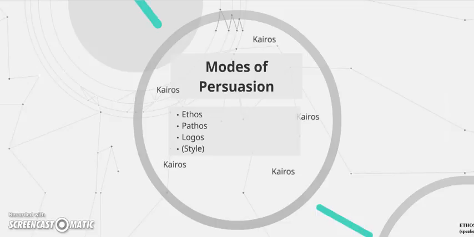So these are the modes of persuasion. We're going to talk about these more. In fact, there'll likely be a video on each of these in the coming weeks.